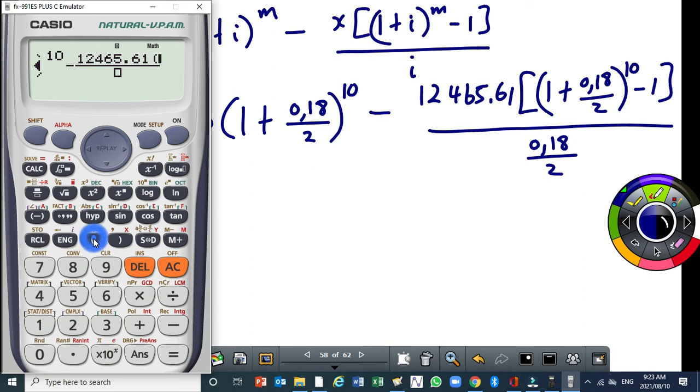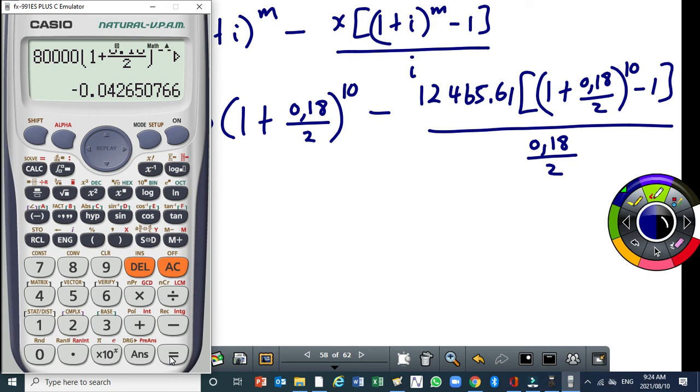Open the first bracket, the second one, and then I'll put 1 plus 0.18 divided by 2. Then close the bracket. That's 10 minus 1. Then we close the bracket. Then we are now at the bottom. Put the interest 0.18 divided by 2. Okay, I'm going to hold my breath.